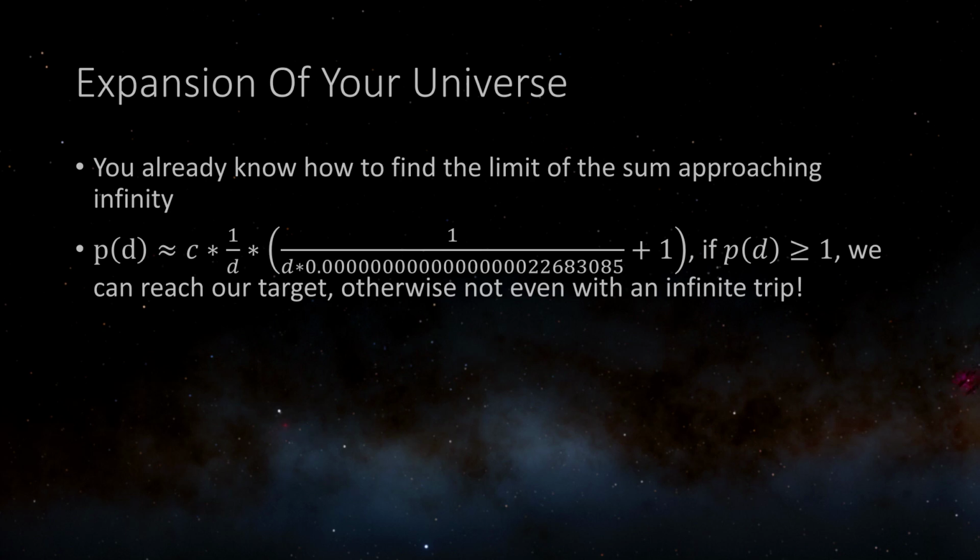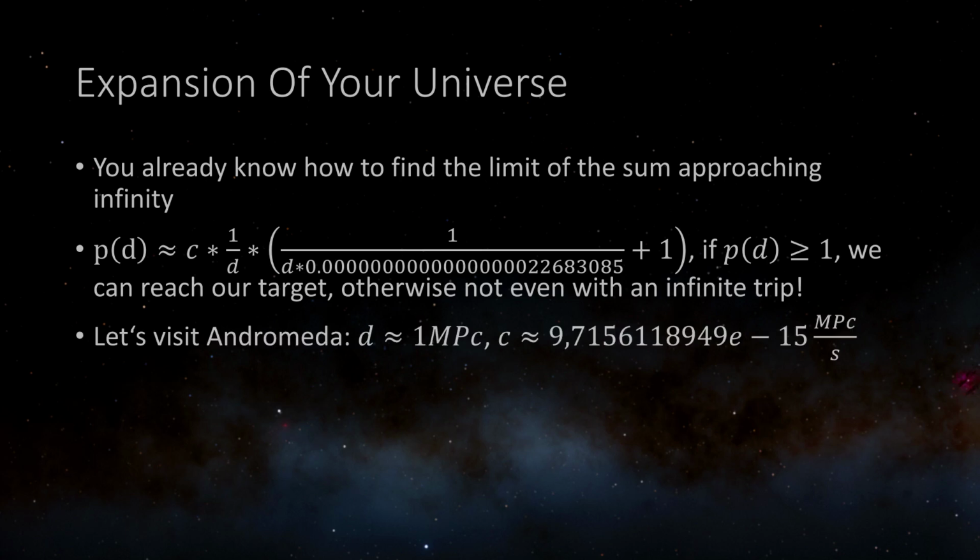Since n is approaching infinity and we resolve the equation, we will only have p from distance. And if this p from distance is larger than 1, we can reach our target. Otherwise, it's impossible, even for our space turtle. So let's visit our closest galaxy. I mean, the closest star would probably be too boring, it's just 2 light years away. We certainly do it. But Andromeda is 2.6 million light years away, which I approximated at 1 megaparsec here.